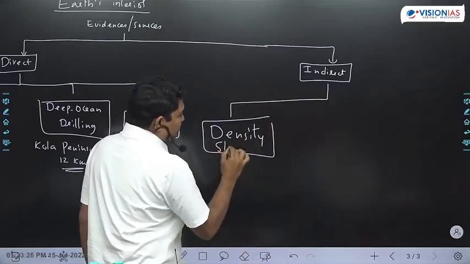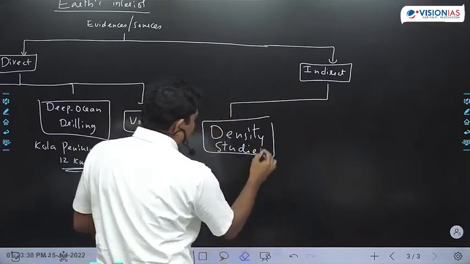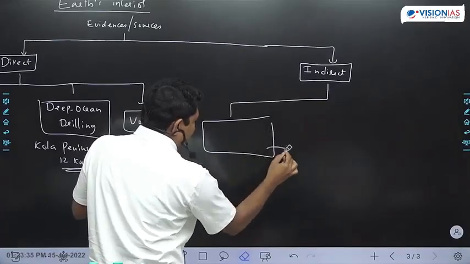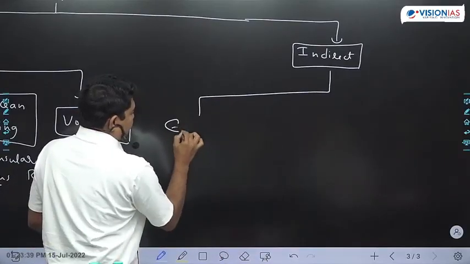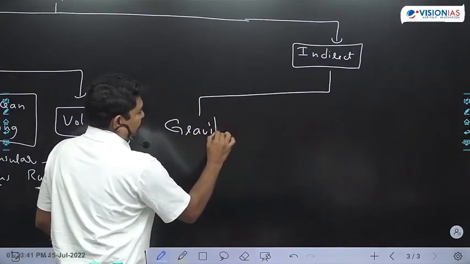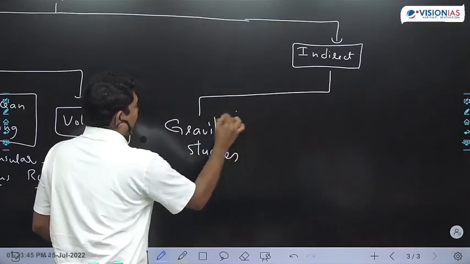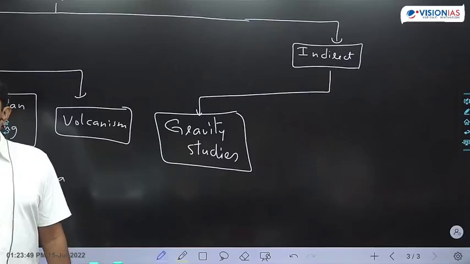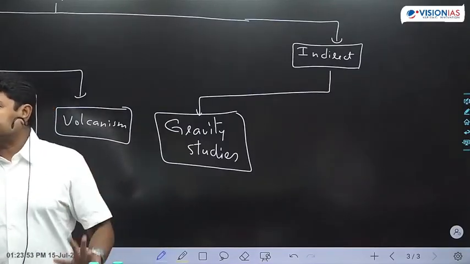Where they are called density studies. Or else, put it like this: instead of density, let me give directly the other name. This is called gravity studies. What will we be studying in gravity? Again, the density itself. The first and foremost indirect evidence is the gravity studies.